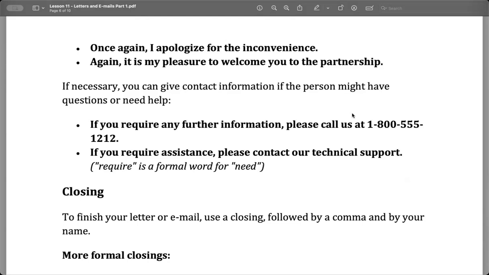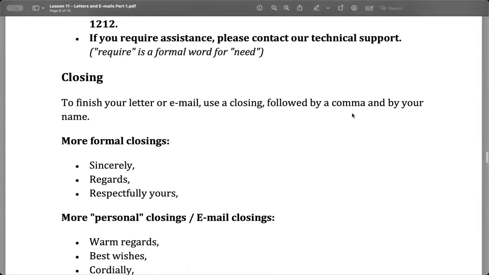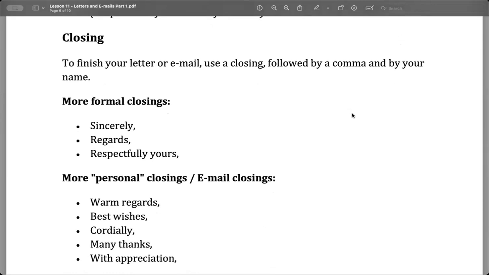Okay. Closing. To finish your letter or email, use a closing followed by a comma and by your name. More formal closings: sincerely, regards, respectfully yours. More personal email closings: warm regards, best wishes, cordially, many thanks, with appreciation.